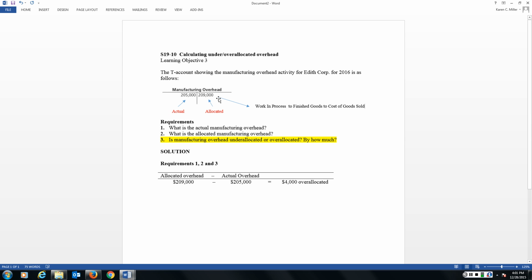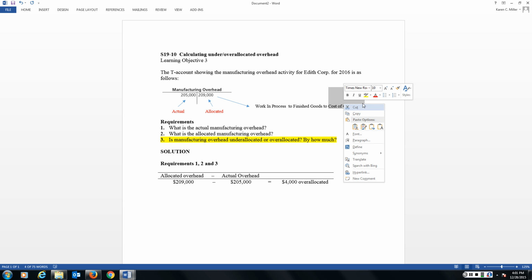So even though I only spent $205,000 on manufacturing overhead, I moved $209,000 into work in process, then to finished goods, and then into cost of goods sold. So at this point, cost of goods sold has too much overhead. That means we have over allocated overhead. I've put $209,000 into my cost of goods sold account when in reality I've only spent $205,000. So my cost of goods sold is overstated, and so I have over allocated overhead.